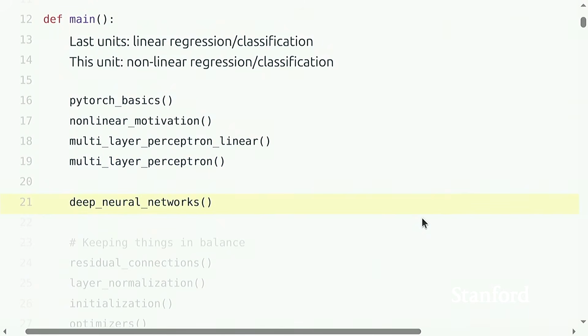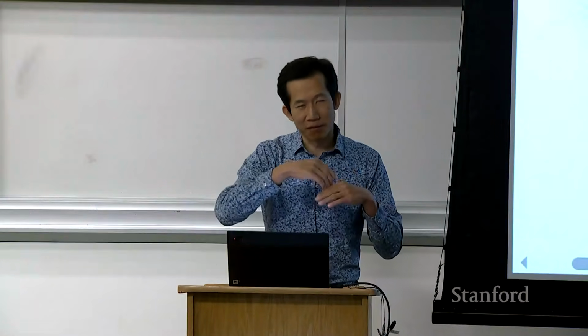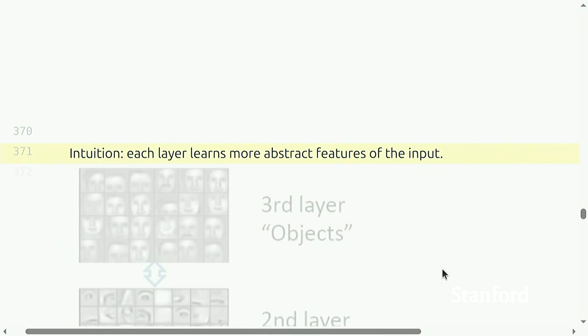Okay, now let's move on to deep neural networks. The problem is that maybe you're not even satisfied with a single MLP. There's some theorem that says even for a single 2-layer neural network, if you have infinite hidden neurons, or as the number of hidden neurons goes to infinity, you can represent any function you want. But you might need a lot of hidden units. So the solution is, well, you just stack multiple MLP layers.